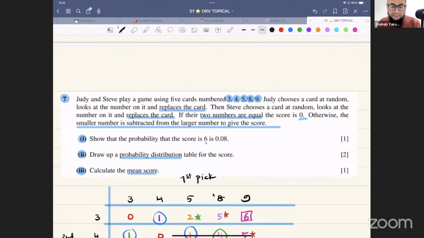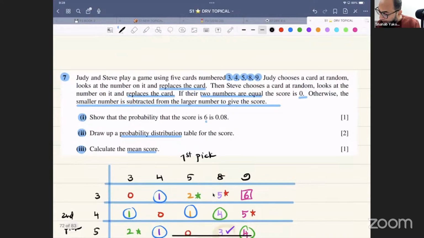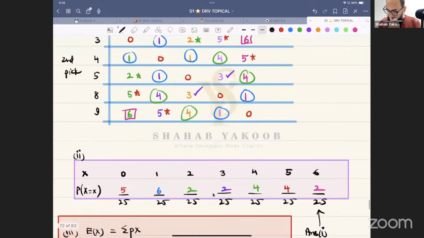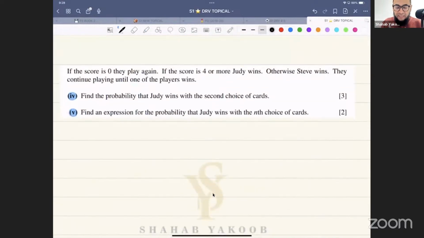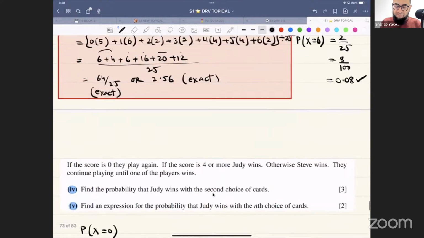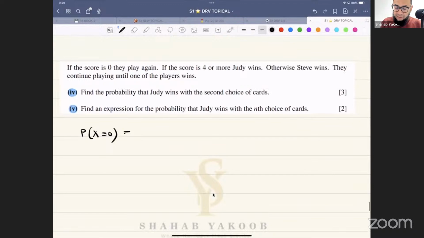So now what exactly is this? This is like Judy and Steve. So I'm just keeping myself ready for this. That is what we are doing. So now the real thing starts. It says if the score is 0, they play again. Okay. So probability X is 0. That is this thing, 5 over 25. Probability X is equal to 0 is 5 over 25, which can be written as 1 over 5, which can be written as 0.2.